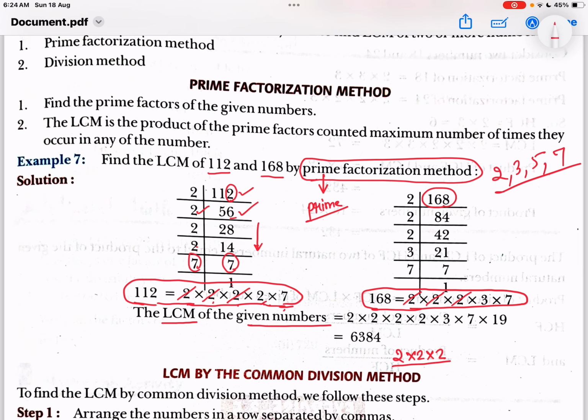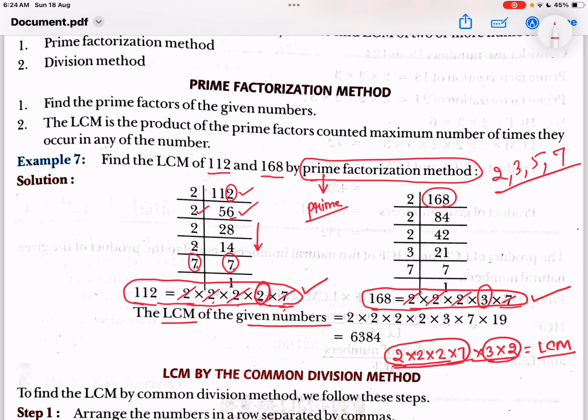Now see here, one 2 is remaining, but here there is no 2. Here the 7 is common, cut it. Now write it down. Here the remaining value is 3 and the remaining value is 2. Write it down, 3 into 2. So this is the LCM. It means when we find the prime factorization, we first write the common numbers, then after that we write the remaining numbers.